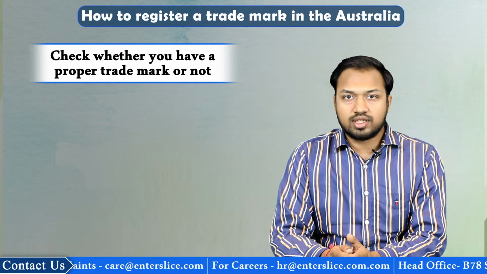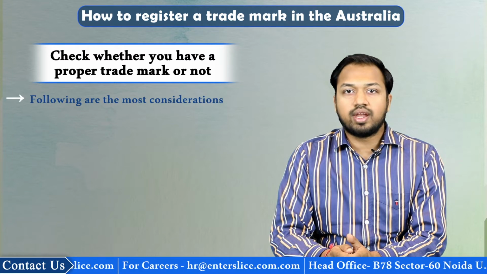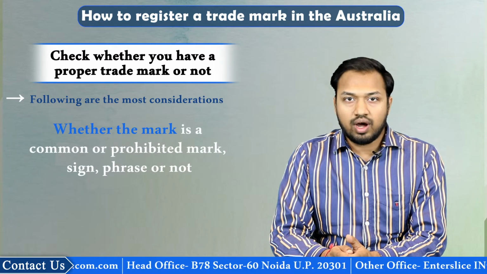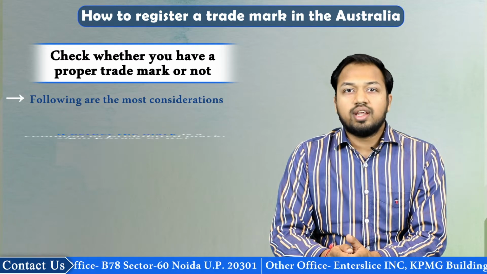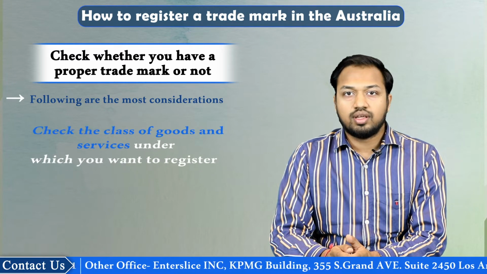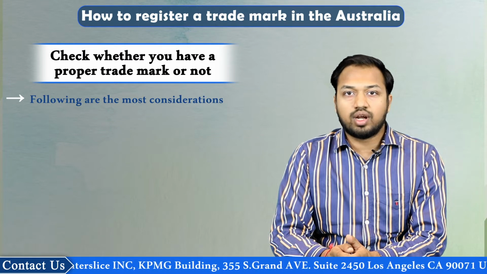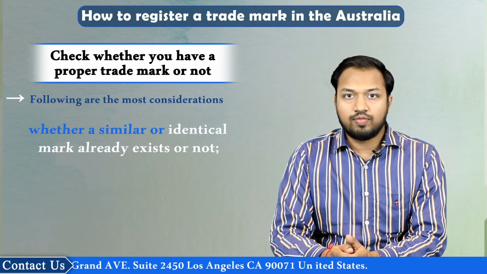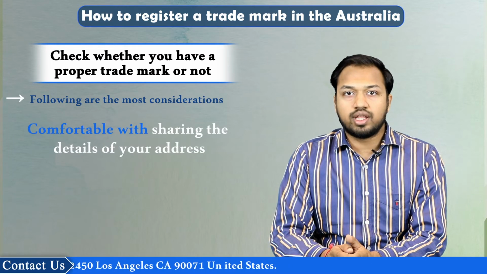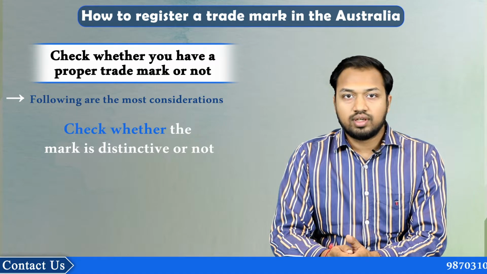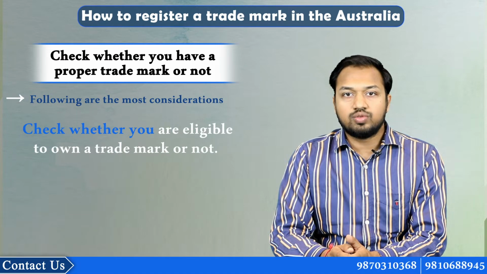Following are the most important considerations that you need to keep in mind while making an application for trademark registration. 1. Whether the mark is a common or prohibited mark, sign, phrase or not. 2. Check the class of goods and services under which you want to register your products and services. 3. Conduct thorough searches in all the databases to check whether a similar or identical trademark already exists or not. 4. See if you are comfortable with sharing the details of your address. You have the option of providing a PO Box number. 5. Check whether the mark is distinctive or not. And lastly, check whether you are eligible to own a trademark or not.